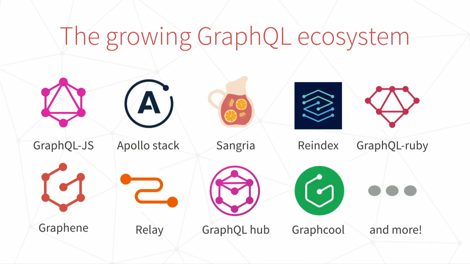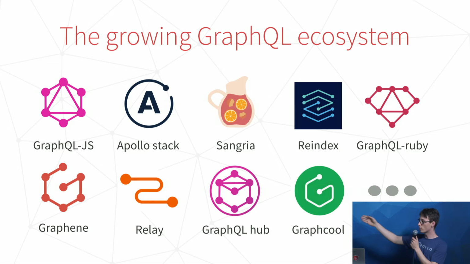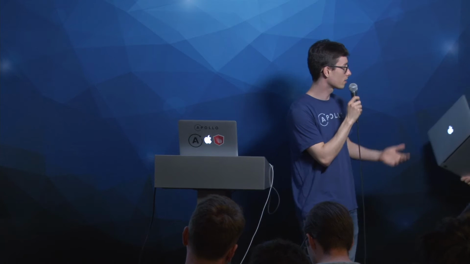The first one is going to be Syrus Akbary for Graphene. Then after him, we'll have my colleague Sashko Stubailo for Apollo Stack. Then we have Joe Savona from Facebook, who will be talking about Relay. And last but not least, we have Clay Alsop, who will be talking about GraphQL Hub. So without further ado, I'm going to hand over to Syrus Akbary, the creator of Graphene, who will be talking about how he implemented GraphQL in Python and what you can do with it. That's it. Thank you.